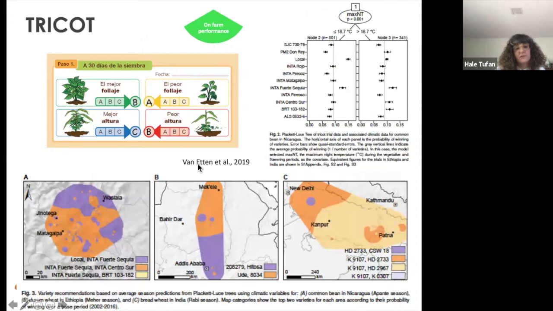So if you're interested, this is a paper from 2019 from Jacob and his team in PNAS, and they really showed how the method played out for beans in Costa Rica, for durum wheat in Ethiopia, and for bread wheat in India, looking at how different varieties, the different colors of different varieties, were performing across the different regions for these 3 different crops.